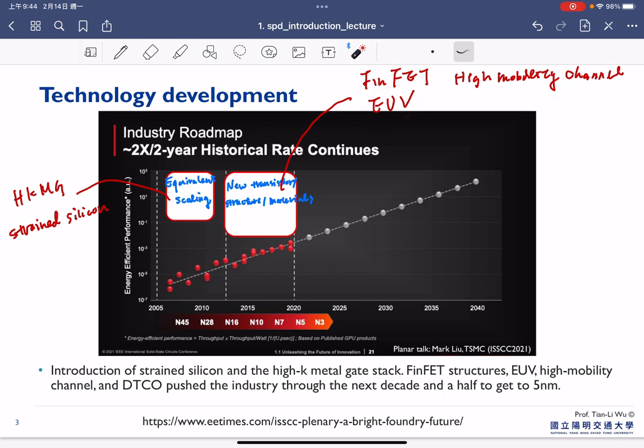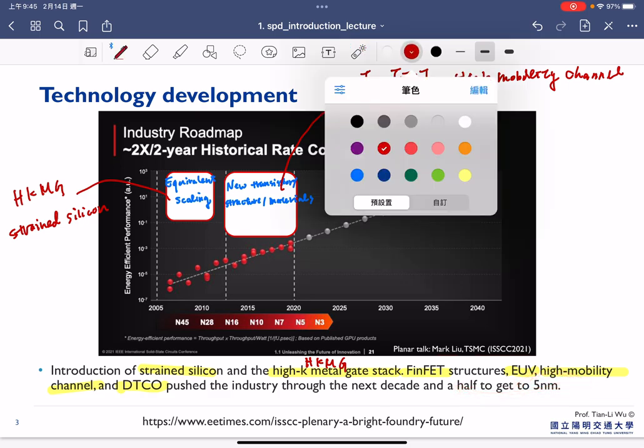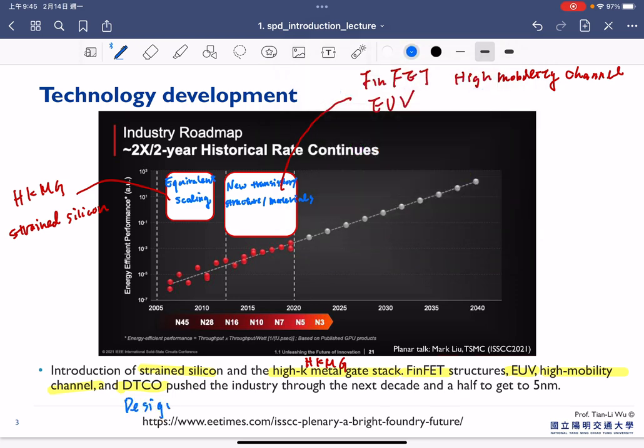The introduction of strained silicon and then the high-k metal gate. So this is high-k metal gate technology. And also FinFET, EUV, the high mobility transistor, and also DTCO actually push the industry through the next decade, to get to beyond 5 nanometer. So what exactly is DTCO? DTCO is design technology co-optimization.